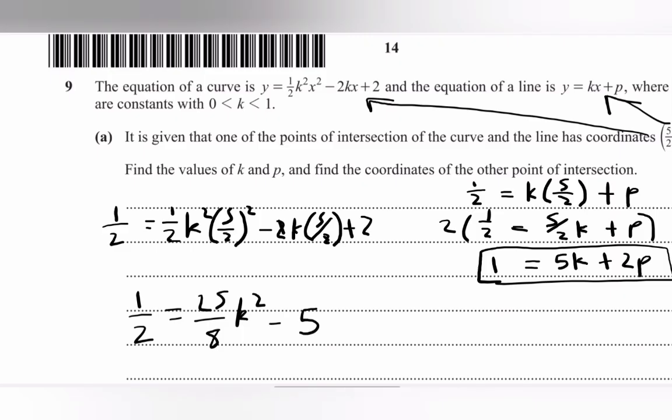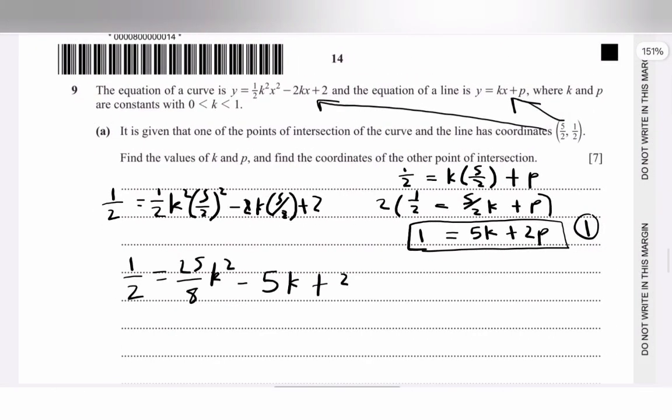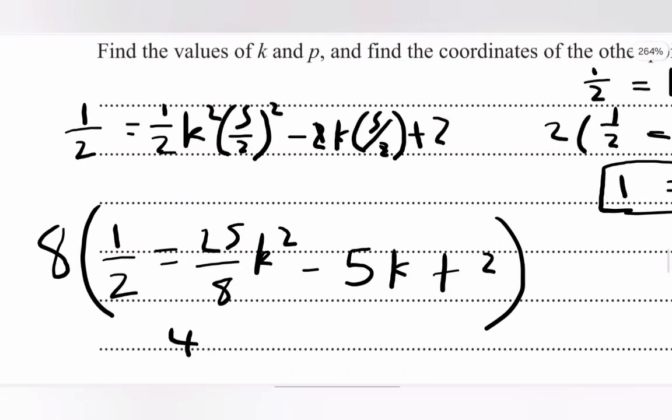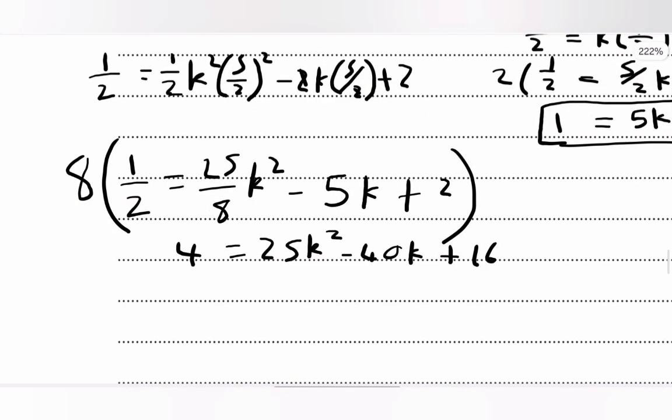And for that, we have minus 5k plus 2, like this. And we can clear that fraction by multiplying everything by 8. So we get 4 is equal to 25k squared minus 40k plus 16. And we can solve this quadratic equation here to get the value of k.